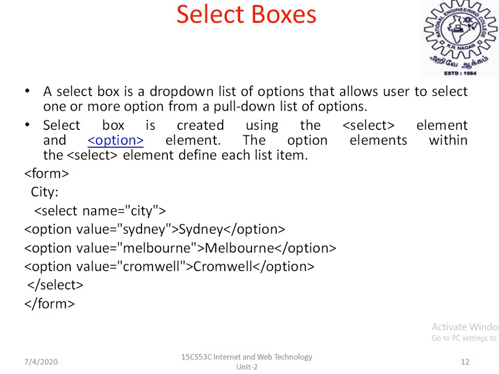So select name equal to city, and then for providing options you have to use the option tag, option value equal to Sydney, then Sydney, and you have to close the option tag. Value is the attribute for the option tag.